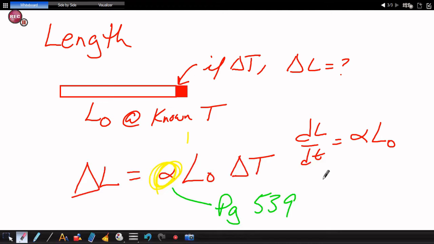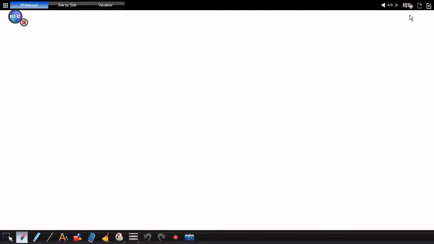So we're always going to do some sort of thing where we want to talk about length changes, and we're going to use temperature changes to inform how much the length changes. And let's do an example. So let's add a page here. Let's say you have a slab of concrete. There's your slab of concrete.